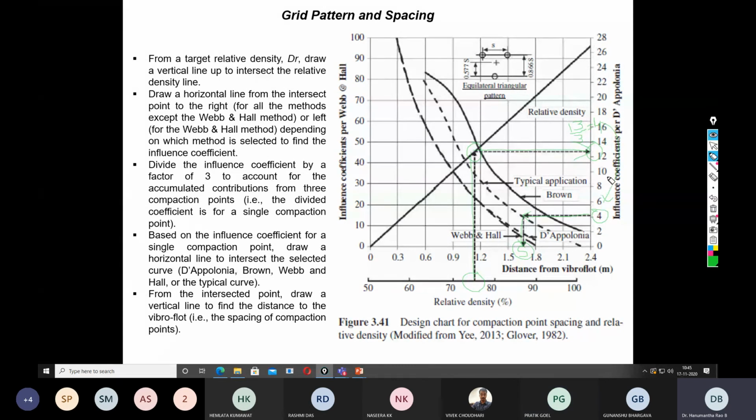Anybody has any questions? Sir, this spacing divided by 2 will give us the radius of influence. Correct. Okay, sir.